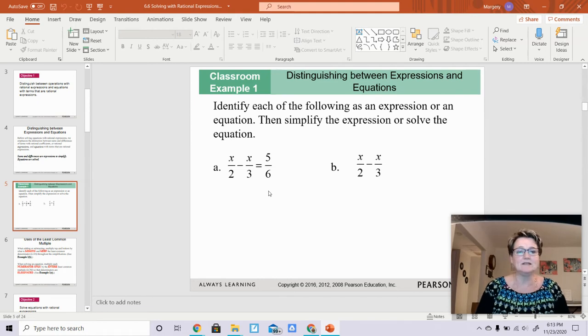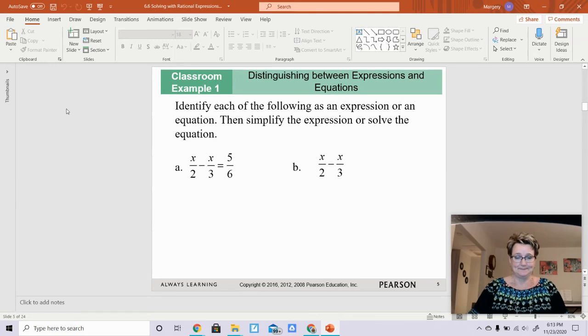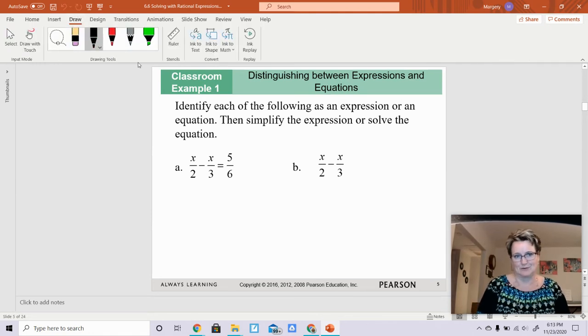But before we can solve for x, I personally don't like subtraction problems. So what I'm going to have you do is get rid of the subtraction sign, because I don't like subtraction signs. So I'm going to change this.